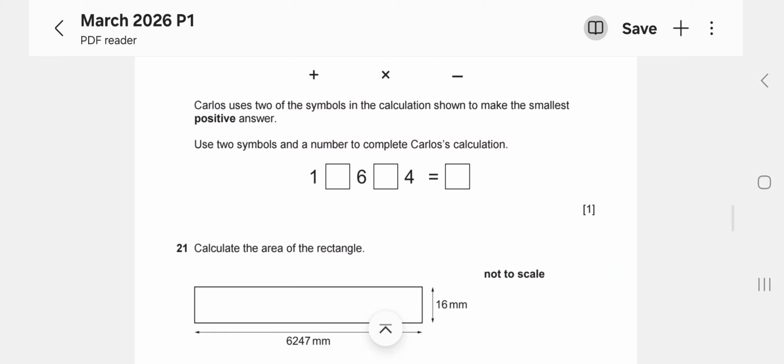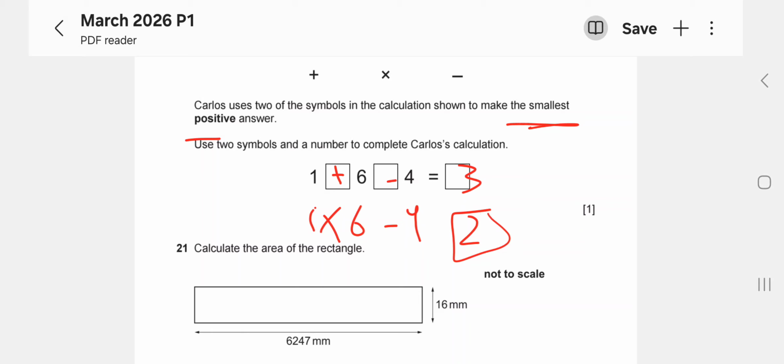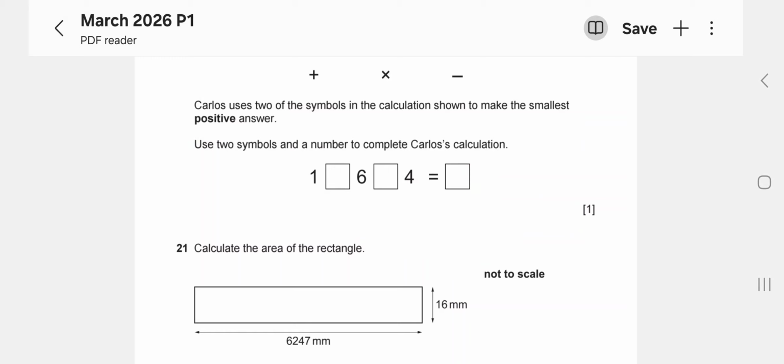Let's use this to find the positive answer, the smallest positive answer. So let us think. I can, for example, add, then subtract. 1 plus 6, 7, 7 minus 4, 3. Let's try this way. Let's try if I multiplied. 1 times 6 minus 4, 1 times 6, 6, 6 minus 4, 2. So when I use multiplication first, I get the smallest answer. So here we need to multiply, then subtract.